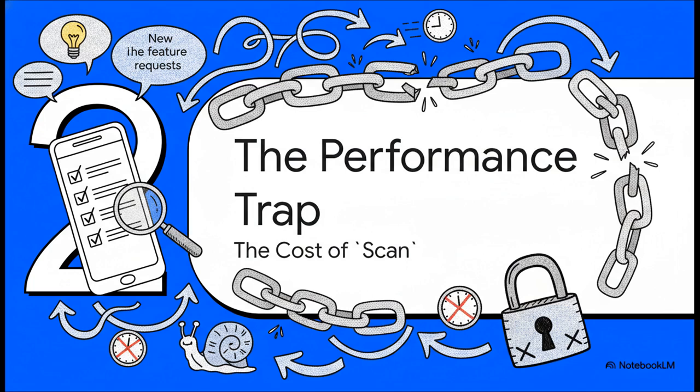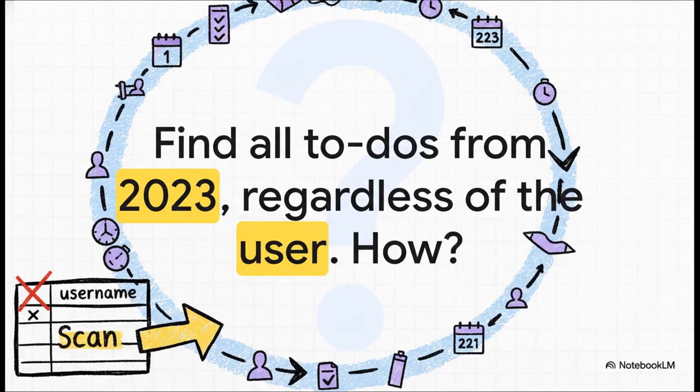But then it happens. The product manager comes over with a new feature request, and our simple, elegant data model is about to hit a major roadblock. So the request is for a new screen that shows every single to-do that was created in 2023. Okay, but wait. Our primary key is username, not year. We can't use our superfast query method for this. So what's our only option? We're forced to use something called a scan.